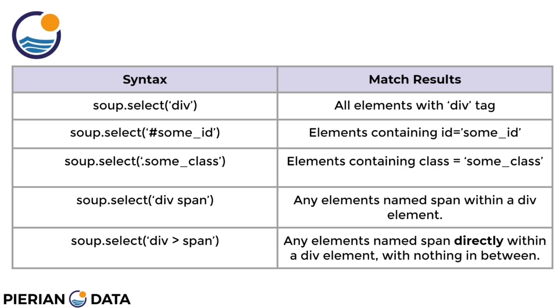If you want to be even more precise, for directly within something, you can use the greater than symbol. Basically what this would return are any elements named span directly within a div element with absolutely nothing in between. Okay, so all of these string codes are derived from CSS syntax. So I would highly encourage you, if you're having trouble with these, to just learn a little bit of CSS. And again, we have a little bit of a guide for you in our notebook.